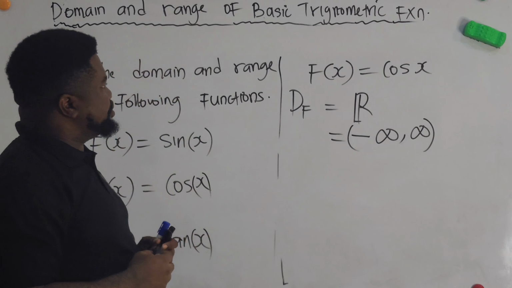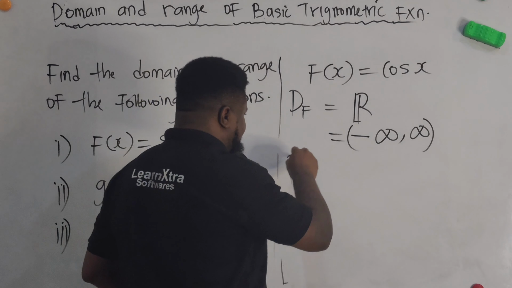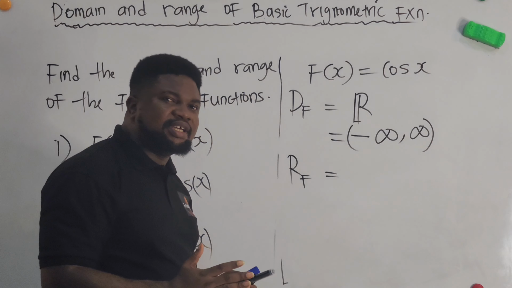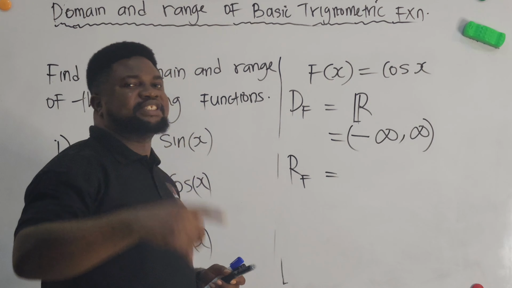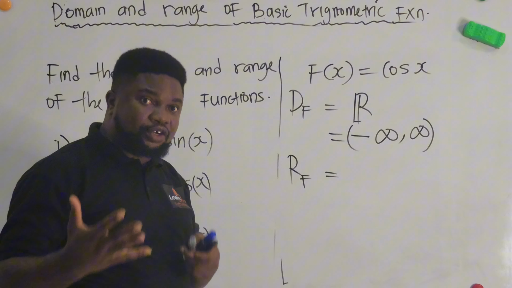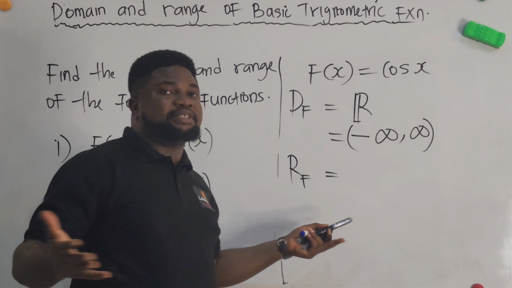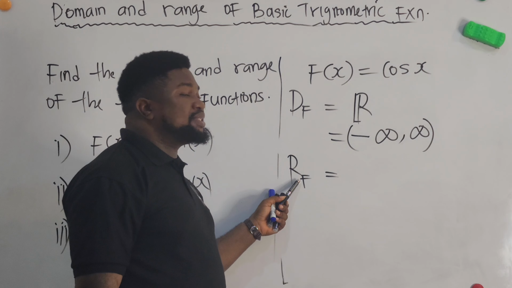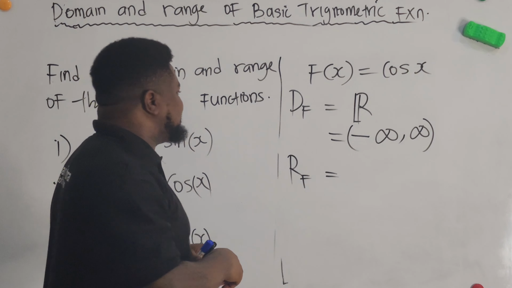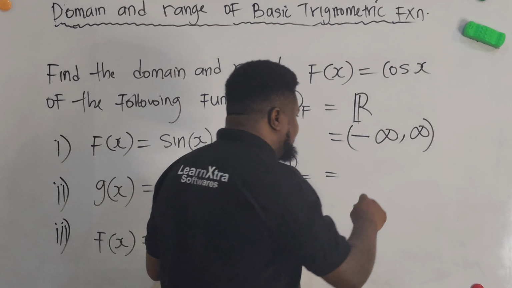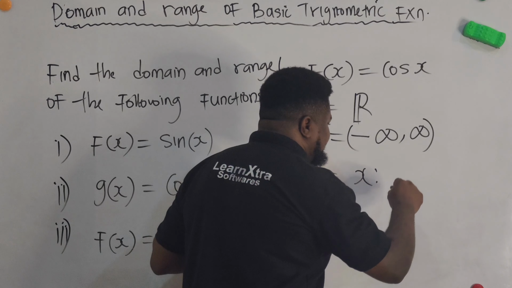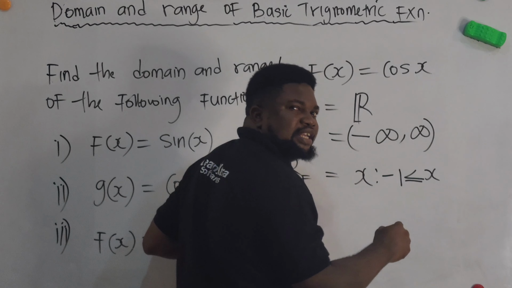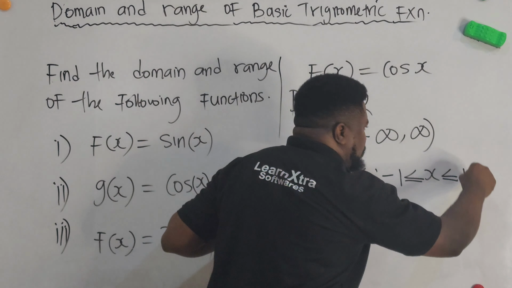Now the range of the cos function, the range R sub f is equal to... The range of the cos function is similar to that of sine x. In fact, once you know the range of the sine function, I am certain you also know the range of the cos function. So now you know that the range of the cos function is y such that -1 is less than or equal to y, which is less than or equal to 1.